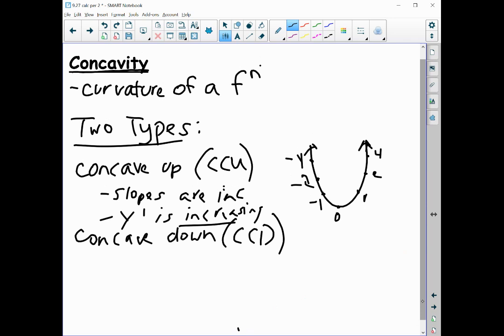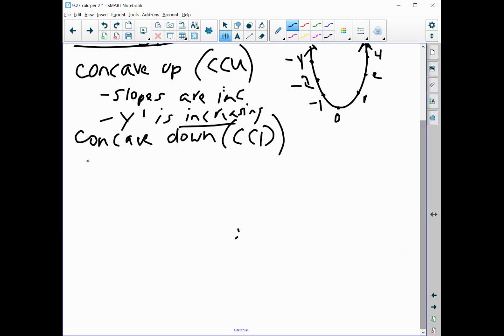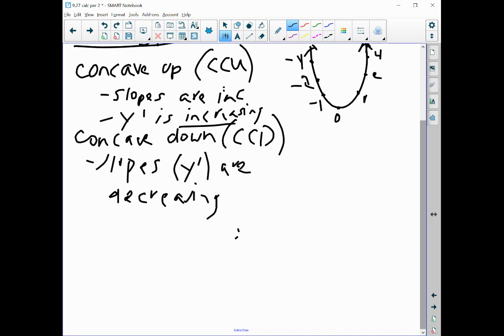Okay, so concave down is going to be the opposite situation. So for concave down, your slopes, oh, here comes my pen, acting a fool. Slopes, or I'm going to say y prime, are decreasing. So notice now, we're not talking about what the function is doing. We're talking about what the slopes of the function are doing. So a concave down function would be like a frowny face. That function is concave down. And again, if I want to fill in these little slopes, that's a slope of 0. That looks like a slope of -1, -2, -3.